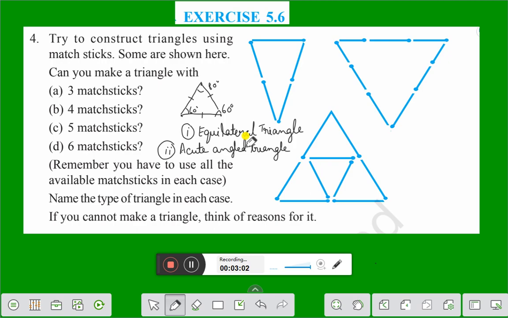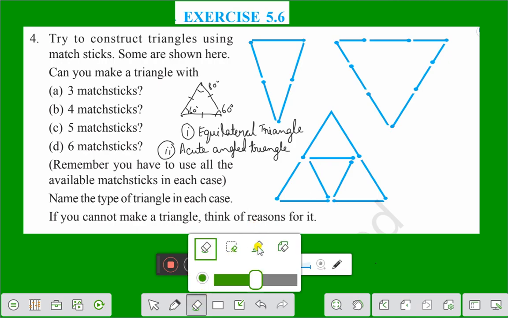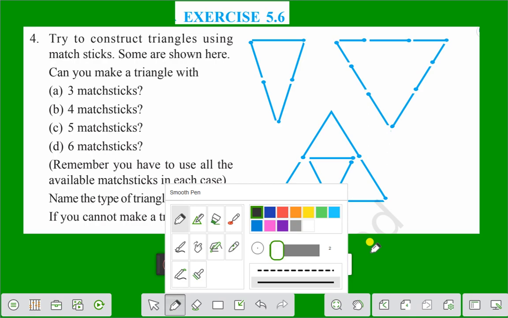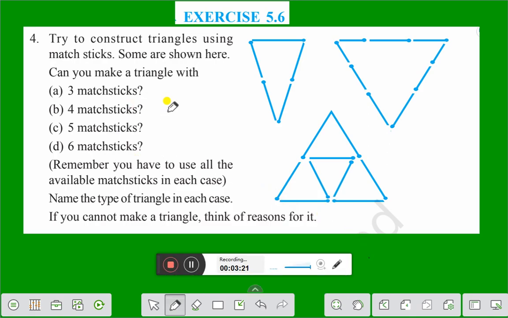Now, question number B. Can we make a triangle with 4 matchsticks? Let us try whether we can make it with 4 matchsticks or not. Let us take 4 matchsticks. Suppose I have taken one matchstick here, 1, again 2, 3, and another 4.